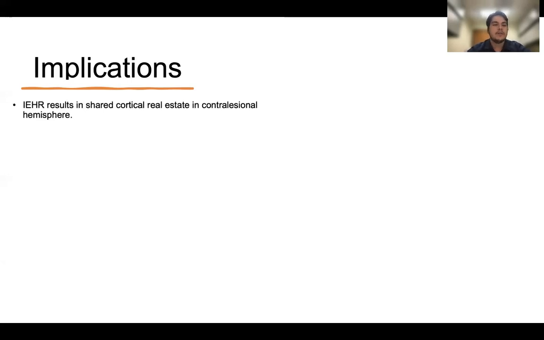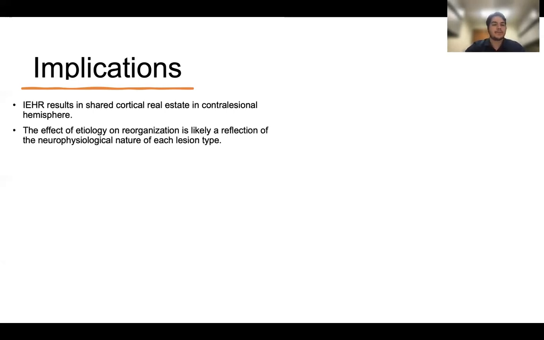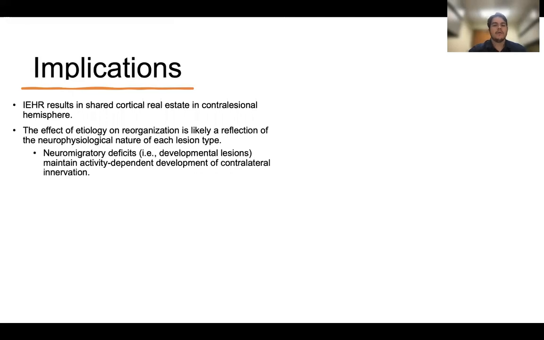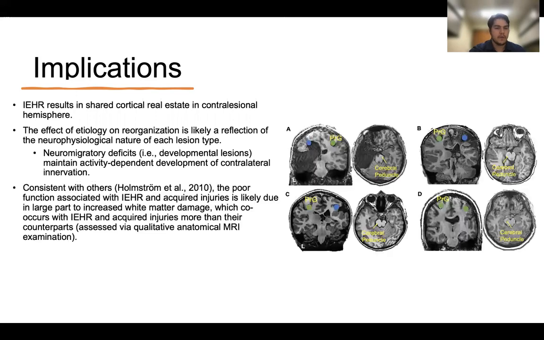So this is the first study to show that interhemispheric reorganization results in shared cortical real estate in the contralesional hemisphere. Also, the effect of injury etiology on reorganization is likely reflective of the nature of these lesions, where developmental lesions are most commonly associated with neuromigratory deficits, and this still allows for the maintenance of activity-dependent development of contralateral innervation, which allows these ipsilateral projections to regress as would be normal.